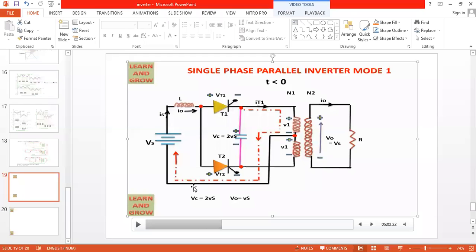Now we move to the second part, mode 2. Our capacitor is already charged in this condition. Now you see all of it. This is still mode 1. Due to mutual induction, voltage is induced with the secondary winding, and current flows through the secondary winding. Now we just see what happens to the circuit.